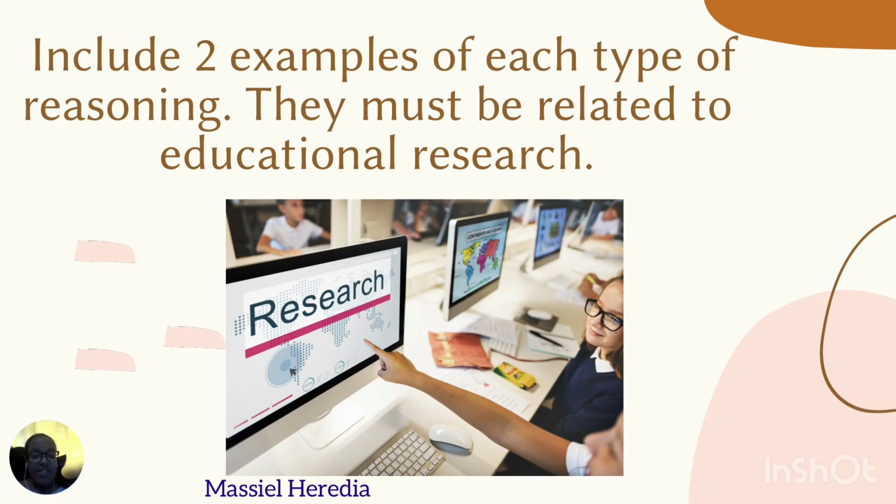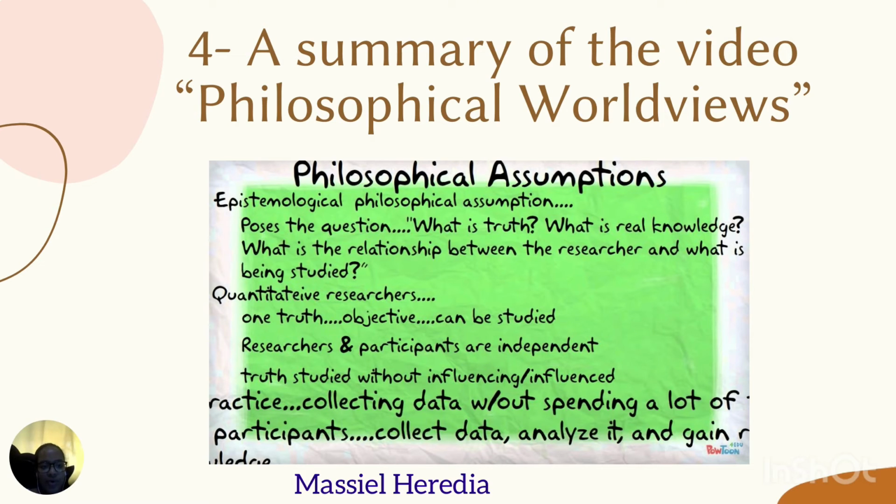So one example of deductive reasoning is that teacher Sanville can determine the most efficient ways to improve the students' learning when it comes to educational research. And another example is that using reliable sources for our researchers can help us get better information or even better findings, I guess. Number 4, a summary of the video philosophical worldviews.